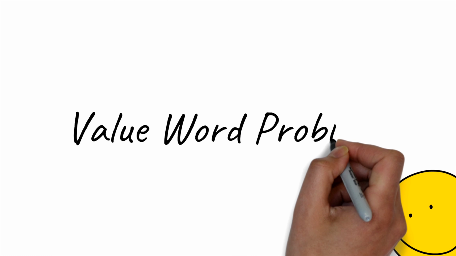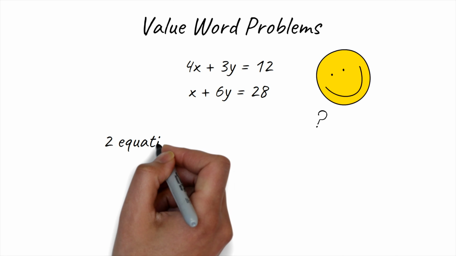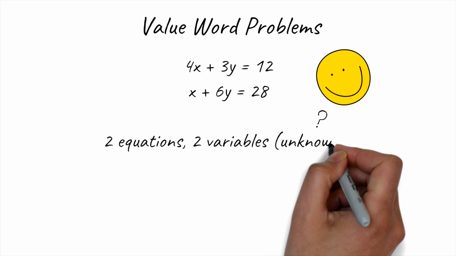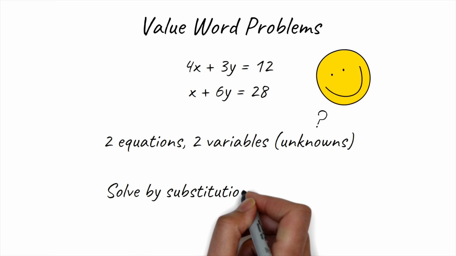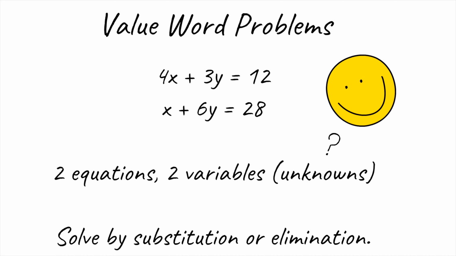So today we're going to be talking about value word problems. When we have two independent equations and two variables or unknowns, we're able to solve the system by substitution or elimination.